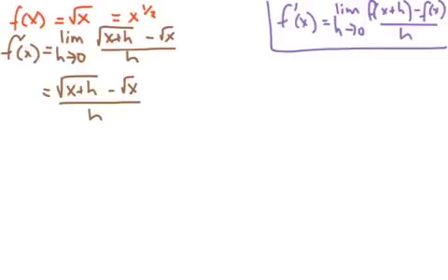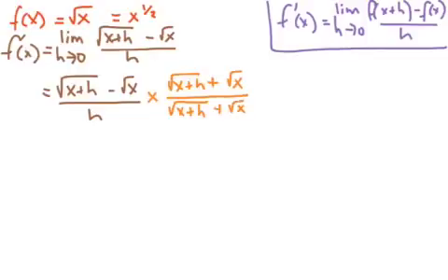Now I'm going to use a different colour. I'm going to multiply by the conjugate. Now the conjugate is the same terms, so it's the square root of x plus h and the square root of x, but it has the opposite sign. And we can only do this if we make this equal to 1. So as long as I'm multiplying by 1, I can do this. I can get away with this trick.